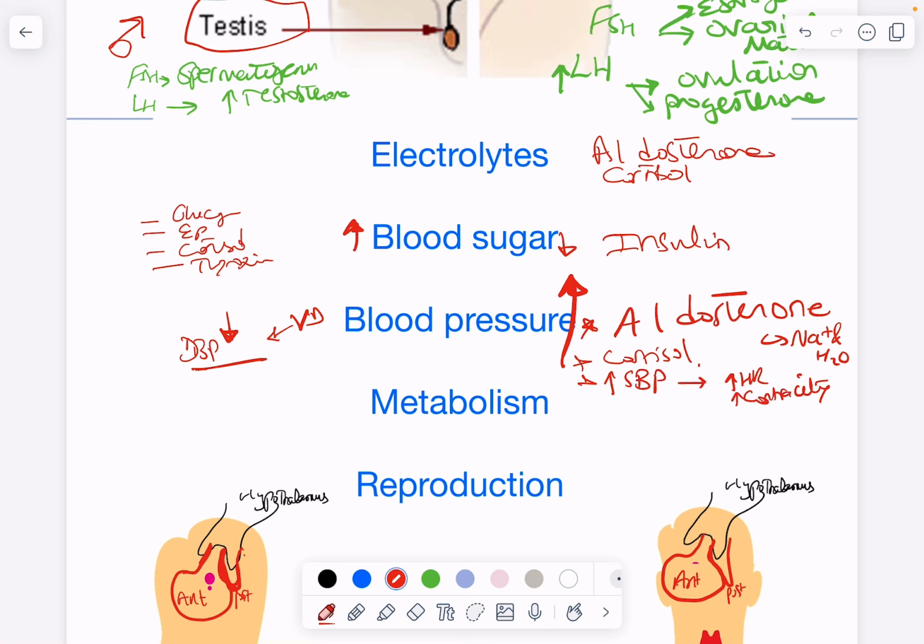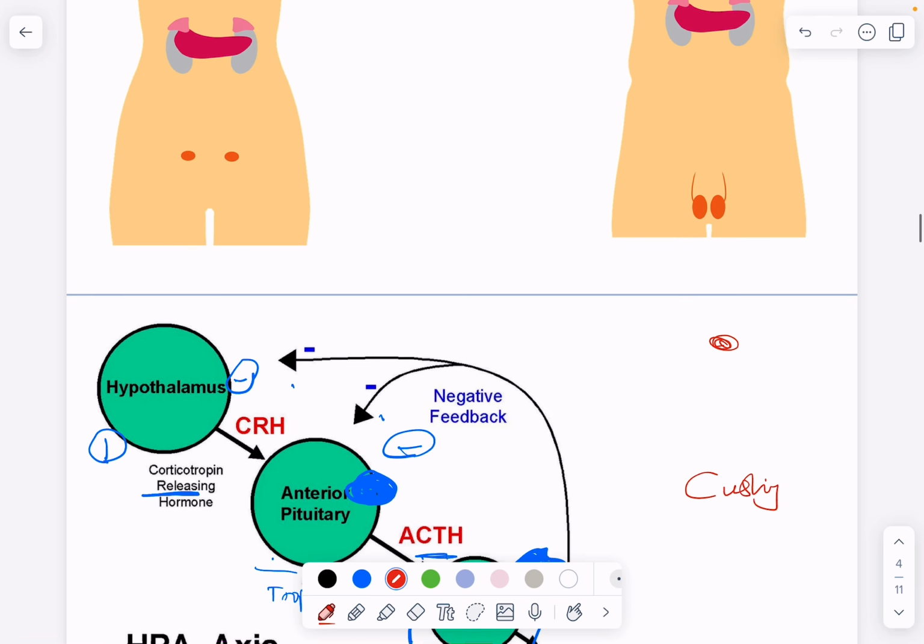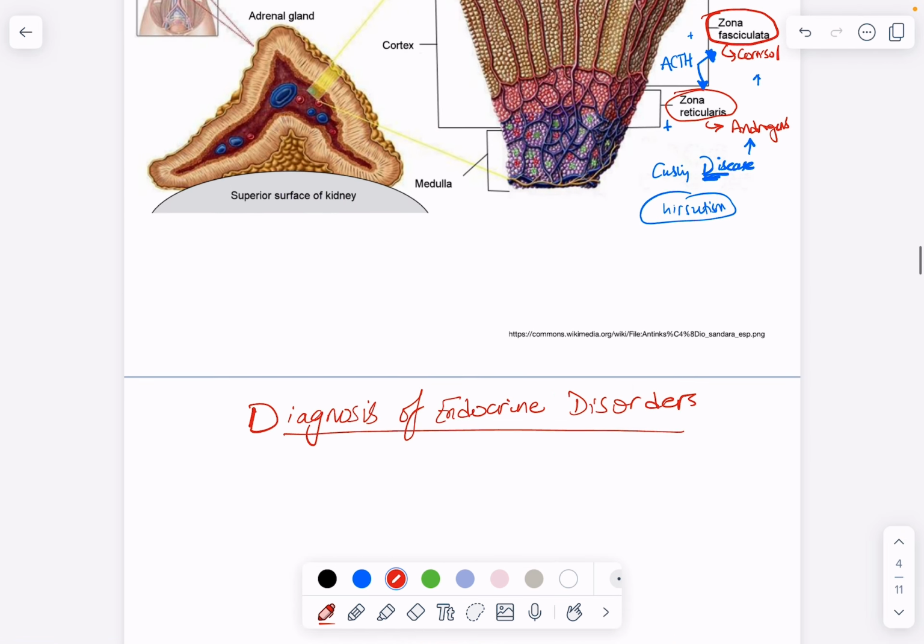So these hormones also work on blood pressure. Metabolism, that's mainly thyroxine, and reproduction, as I told you, the gonadotropins, and the final end hormones, estrogen and testosterone. All right, now how can I detect and diagnose endocrinological diseases?